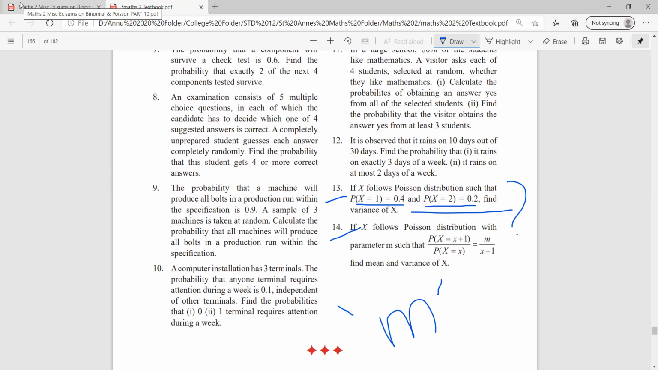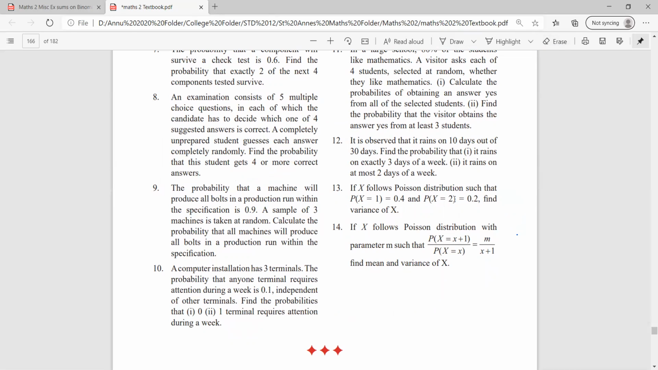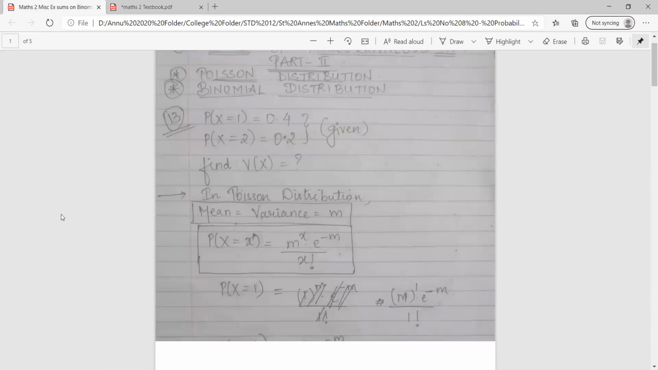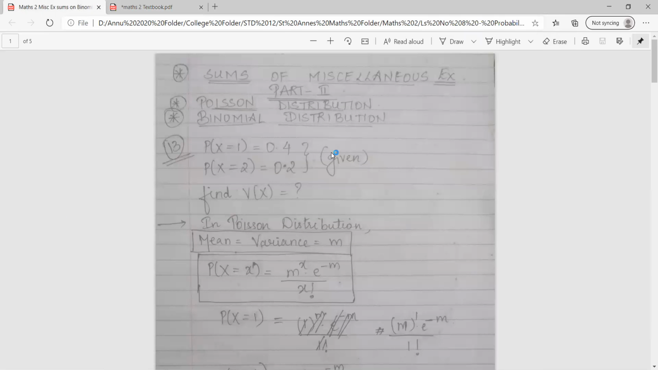And second thing, in Poisson, I have already told you all that mean is equal to variance is equal to m in Poisson distribution. So once you know what is the value of m, automatically that will be the mean. And if that is the mean, automatically that will become your variance. So follow class, first we'll find out the value of m, that is the parameter, with the help of two probabilities which we have. So let's take a look how to solve the sums. So P of 1 is given to be as 0.4. P of 2 is given to be as 0.2. We have to find the variance of x.